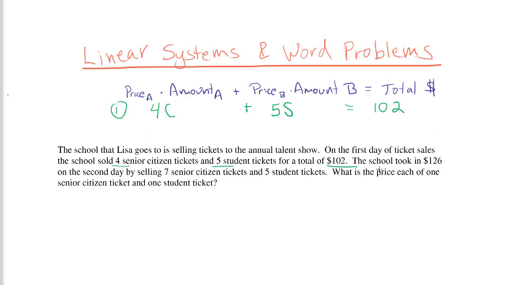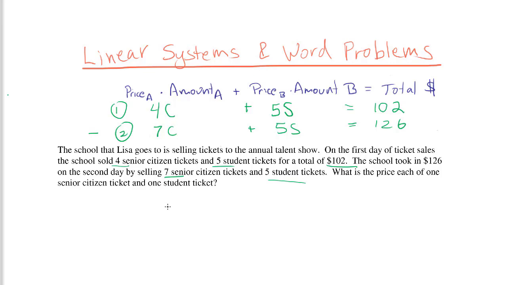Well, if we keep going, the school took in $126 on the second day by selling 7 senior citizen tickets and 5 student tickets. So we have a second equation here. We can say 7 senior citizens times the price of a senior citizen ticket plus 5 student tickets, again, times the price of student tickets, equals, in this case, $126. Now I have 2 equations in standard form, which often means I want to solve by elimination. I can do that because I can see right away if I subtract the second equation from the first, my s's will cancel as variables.